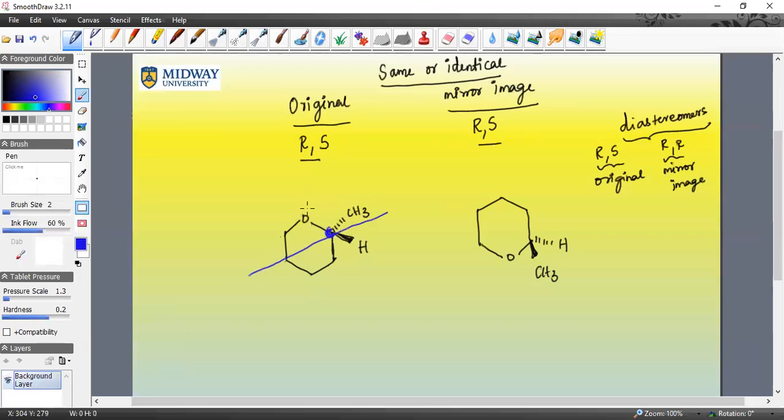Oxygen is higher in atomic number, so it's 1. This carbon is attached to a carbon, which is also attached to multiple carbons, so that is 2. This is attached to a carbon, which in turn is only attached to 3 hydrogens, so that's 3, and this is 4, right? So let's do our connecting 1, 2, 3, that is counterclockwise, and hydrogen is in the front. So counterclockwise front is R.